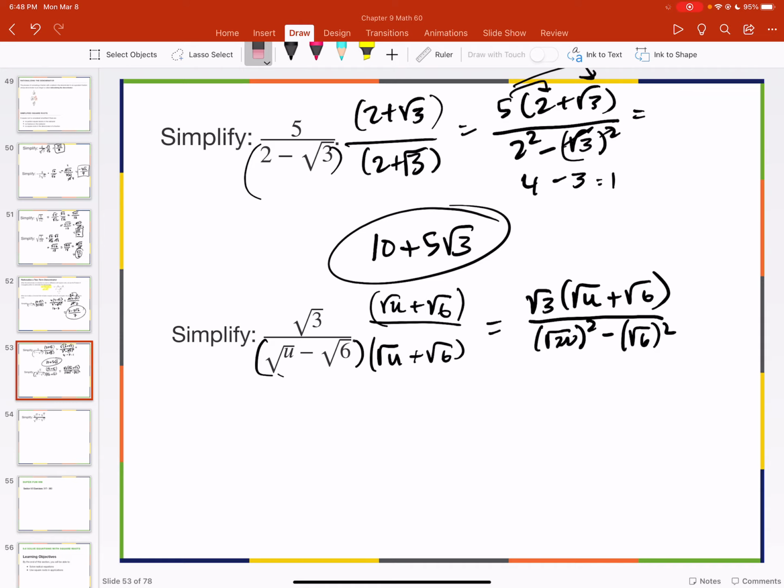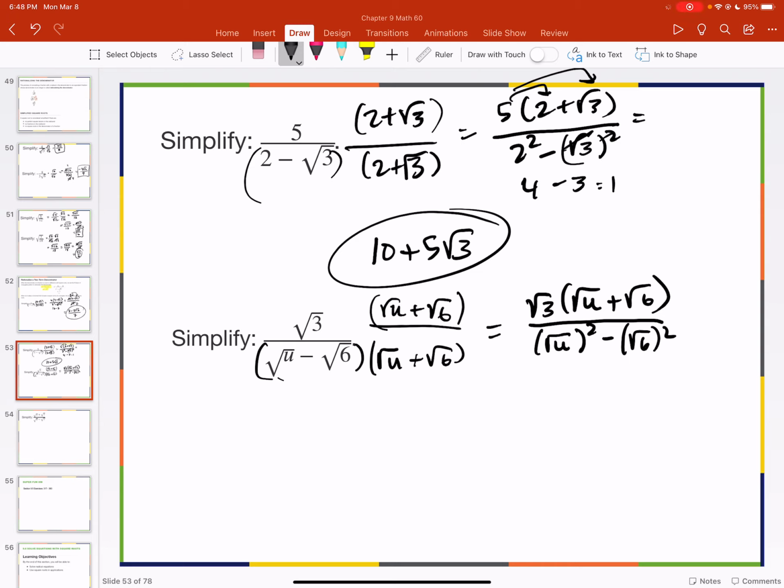This is supposed to be a u. It looks like a w. So let me fix that. This is a u. Okay, so then distributing on the top. So this is square root of 3u plus square root of 18, which is going to be simplified. And then on the bottom, you have u minus 6.